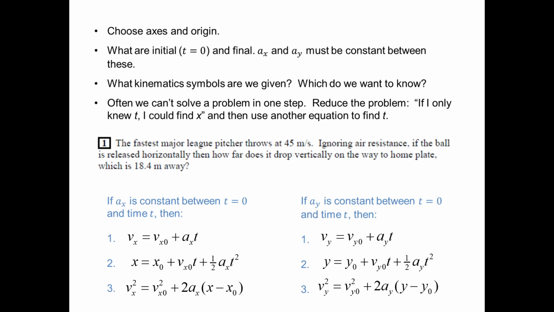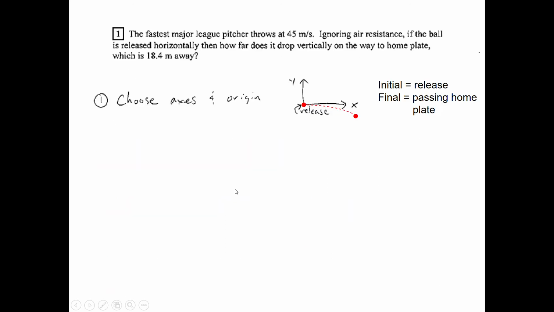So the person releases the ball horizontally, and it starts to fall. By the time it crosses home plate, it's fallen a certain distance from the release height. It's gotten closer to the ground. And here we're told that from the pitcher's mound to home plate, it's 18.4 meters. Again, that's something I looked up at the time I wrote this problem. So hopefully that's true for you baseball folks.